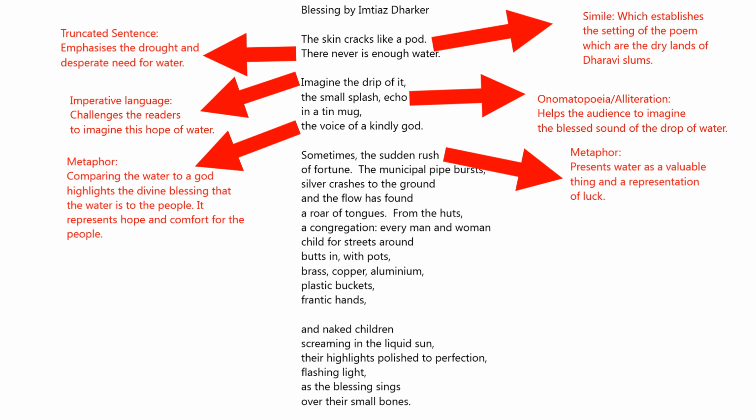The municipal pipe bursts, silver crashes to the ground. What's that, guys? Silver crashes to the ground. Yep, it's a metaphor, because they're saying that something is something else. What's being something else? Silver. What do they mean by silver? Silver is the water. Okay? Why do you think they called it silver? Because it's rare and precious. That's right.